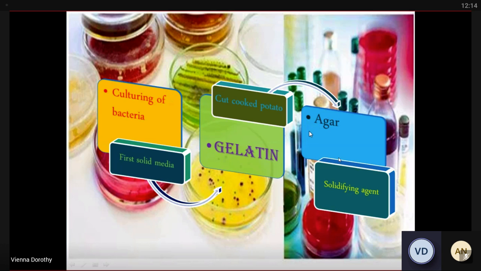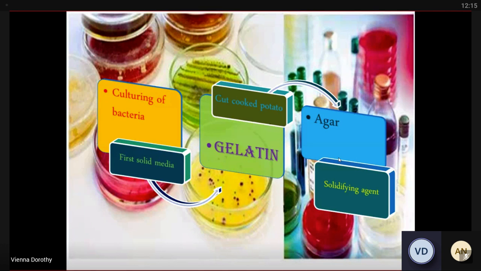Then one of the co-workers' wives, when she was cooking, would use gelatin to solidify certain substances like jellies and ice creams. The same concept he used for media, because he now wanted to solidify the media. He understood solidified media had advantages, which we have seen in the previous class. I just now also told you.